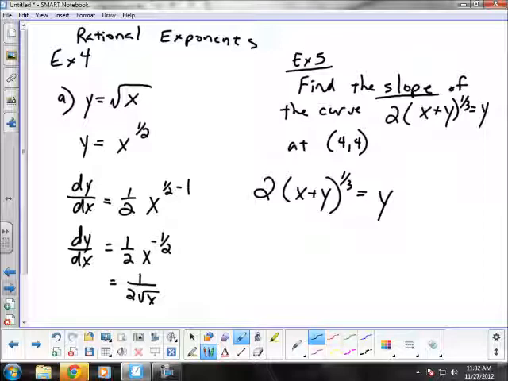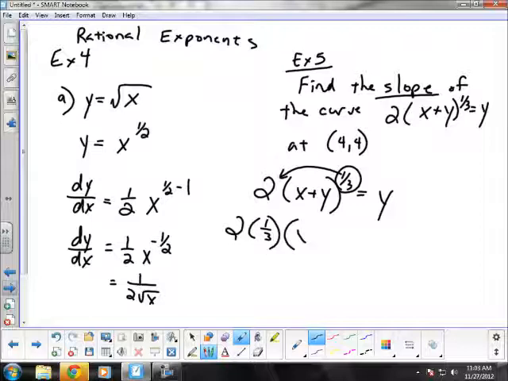This is the chain rule, right? So I'm going to take my exponent and bring it down in front. So I've got the 2 times the 1/3 times the stuff inside, just like it is, right? To the 1/3 minus 1, which is a negative 2/3 power, times, now I need the derivative of the stuff that's inside. The derivative of the x is 1 plus dy/dx. Excellent job. And that's equal to dy/dx. Okay?